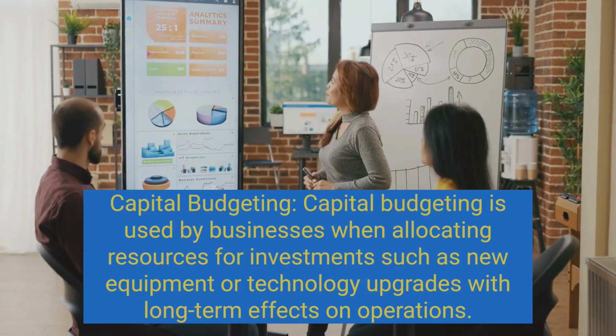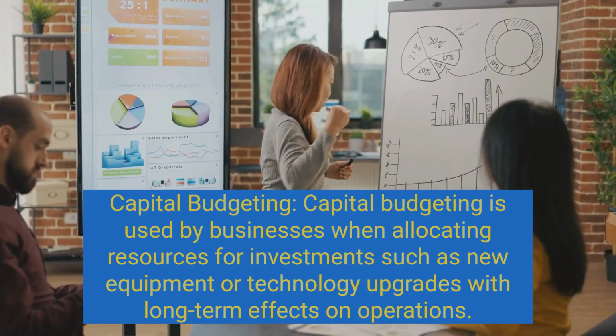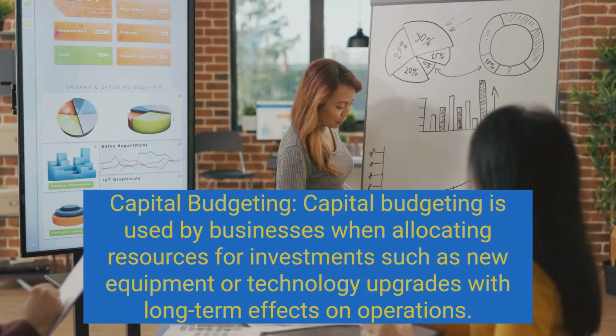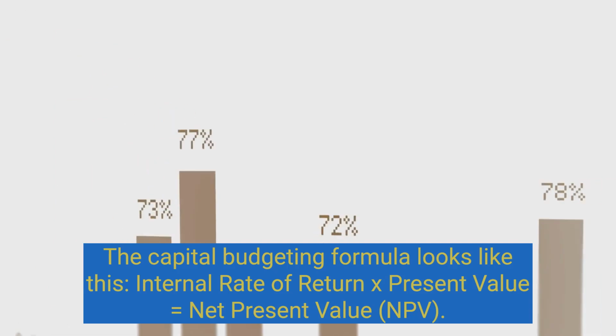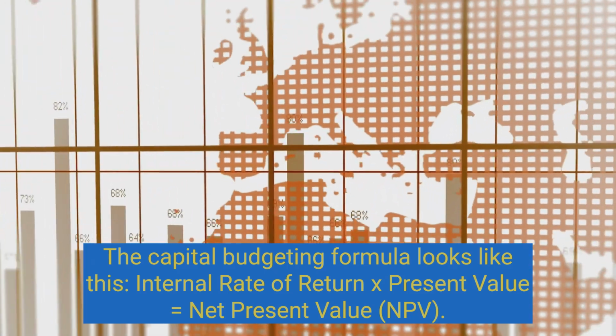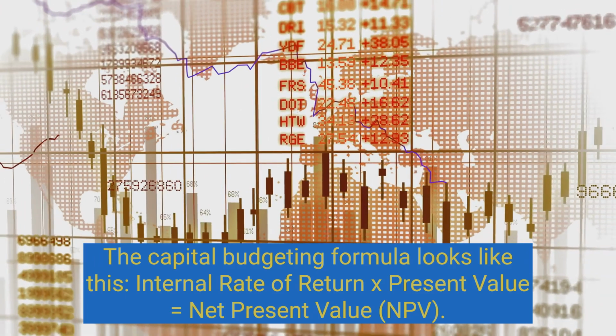Capital budgeting. Capital budgeting is used by businesses when allocating resources for investments such as new equipment or technology upgrades with long-term effects on operations. The capital budgeting formula looks like this: internal rate of return x present value equals net present value, NPV.